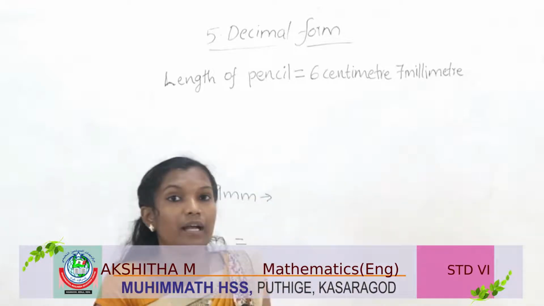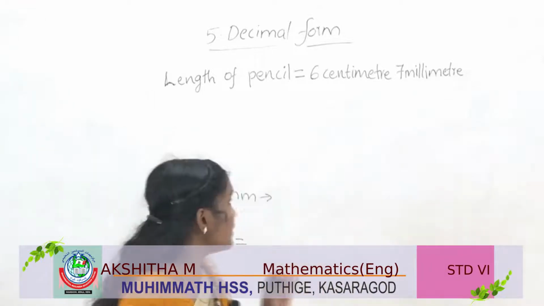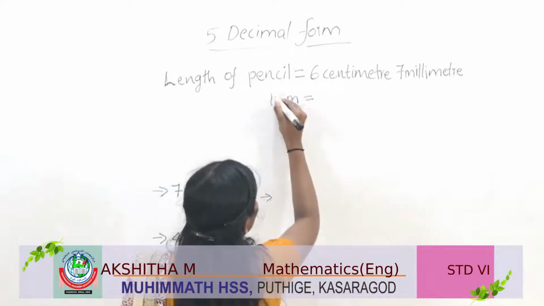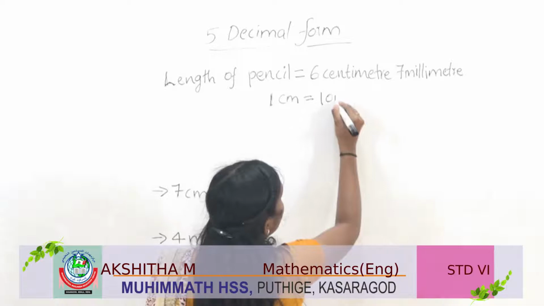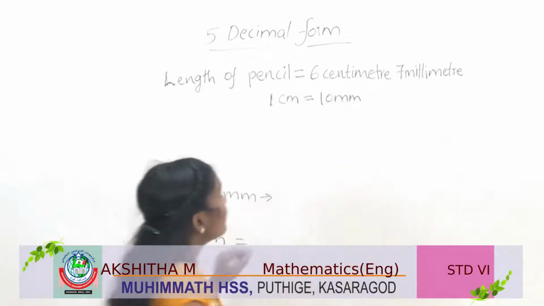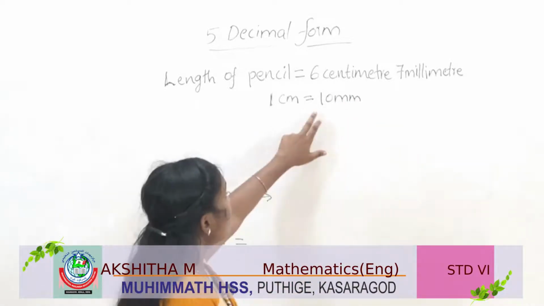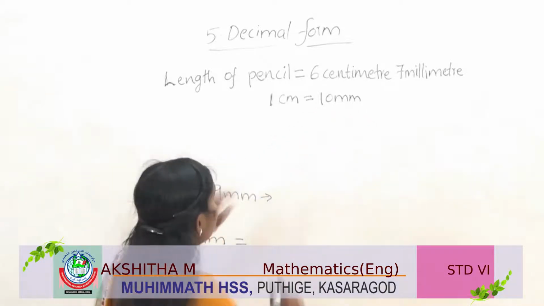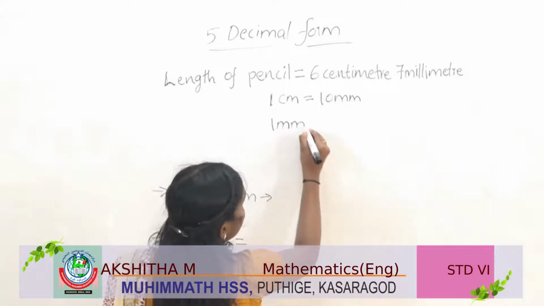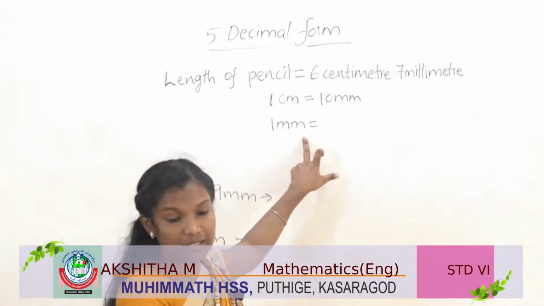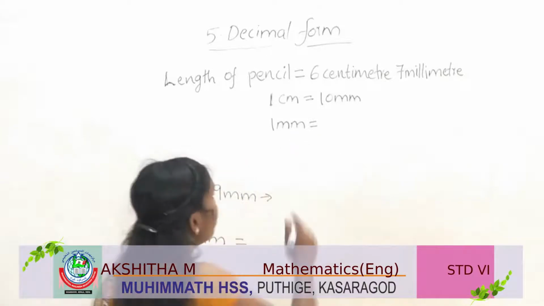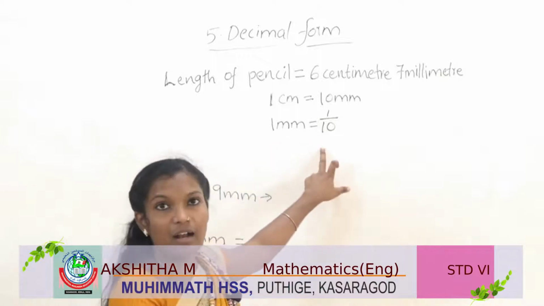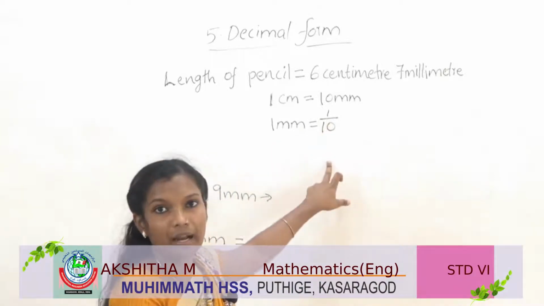You already know that 1 centimeter is equal to 10 millimeter. So 1 millimeter we can write as 1 by 10.